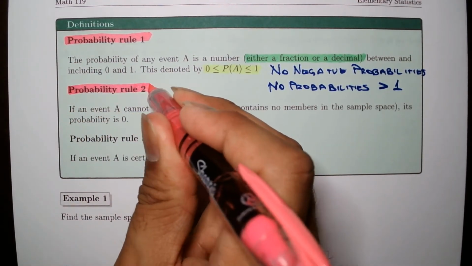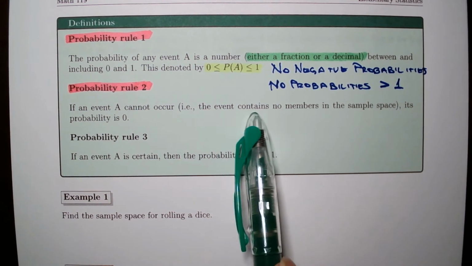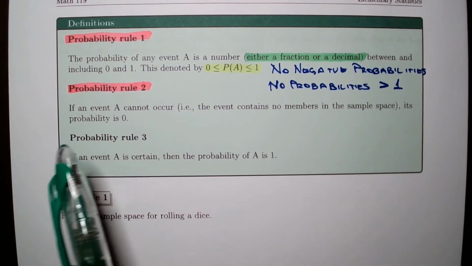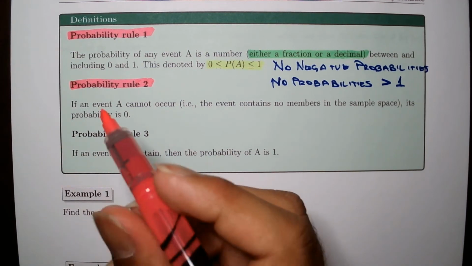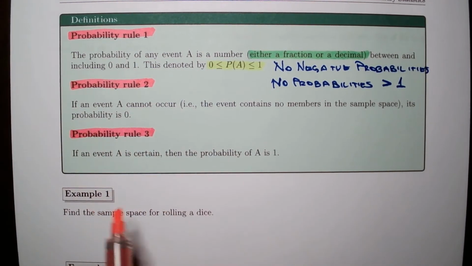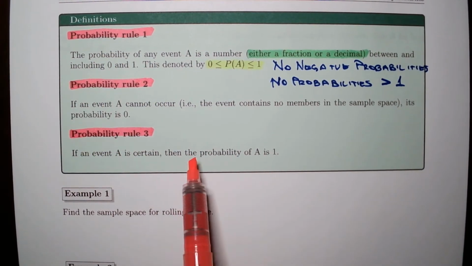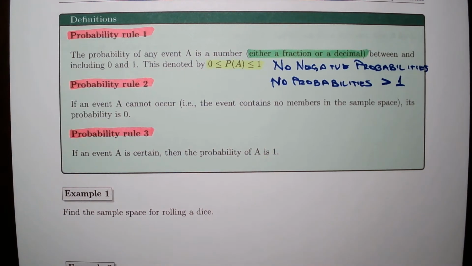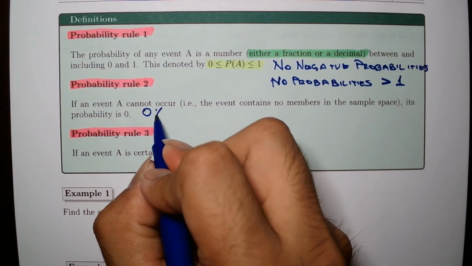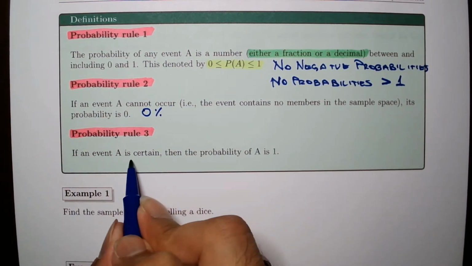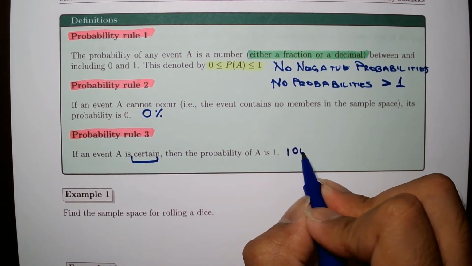Probability rule number 2. If an event cannot occur, that is, the event contains no members in the sample space, its probability is 0. And last but not least, probability rule number 3. If an event A is certain, actually I mentioned that when I was describing rule number 1, then the probability of A is 1. In other words, for an event that cannot occur the probability is 0%, and for an event that is certain, that you know 100% is going to happen, the probability is 100%.